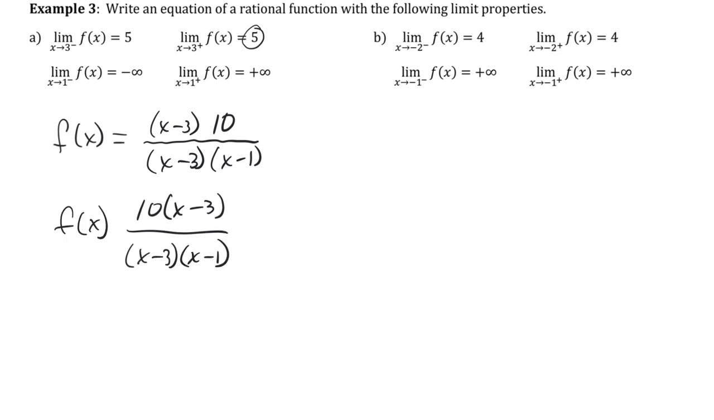So there is our function. Okay? Let's go over here to b. So now we have another f of x. It's going to be a fraction. And as I approach -2 from the left and the right, I go to a number. I go to 4, which means these factors have to be in top and bottom. Change the sign. It's +2, +2.